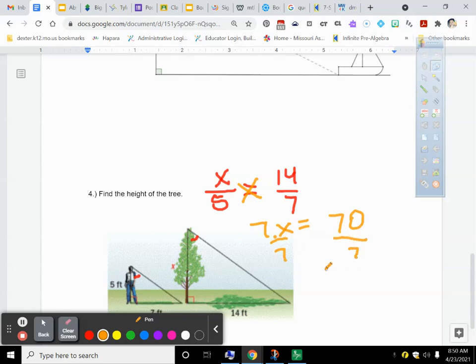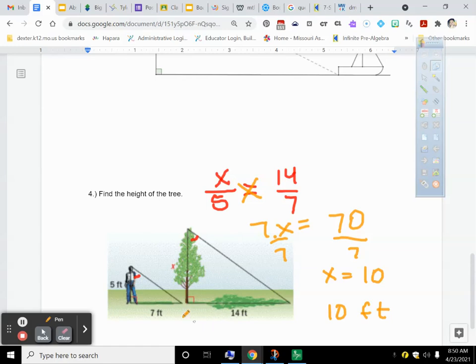Now, does it make sense that the tree's height is going to be less than its shadow? Yes. Why? Science. Correct. Well, if you look at the person, it's not going to happen all the time, but their shadow is longer than how tall they are. So it makes sense that this number is going to be bigger than that number. Okay. Now, sometimes whenever the sun's right directly on top of you, your shadow is really, really small, and sometimes it's like just around you.